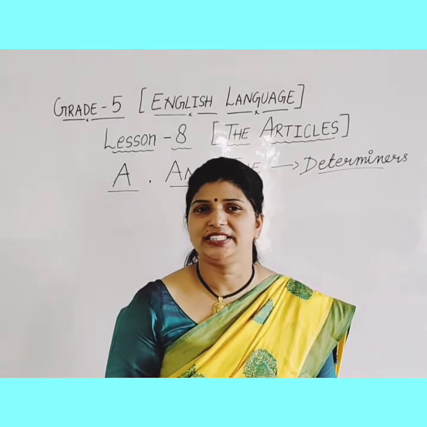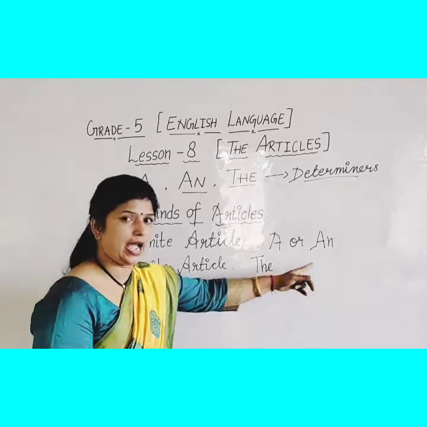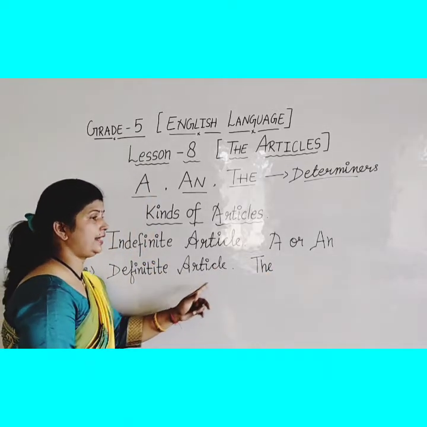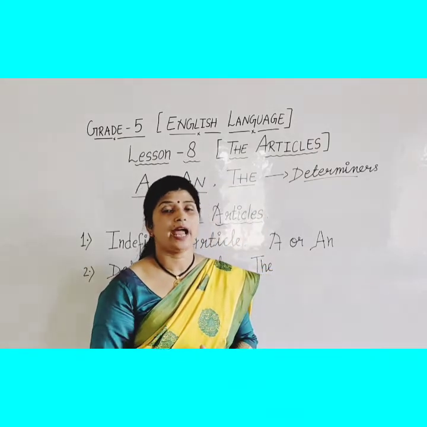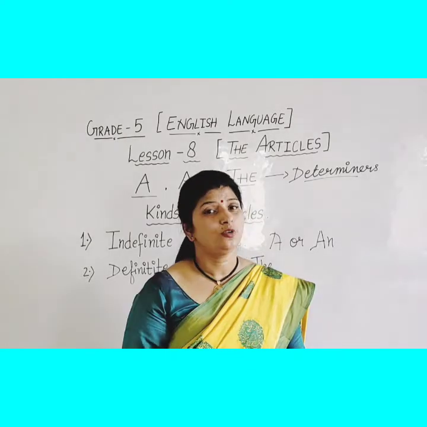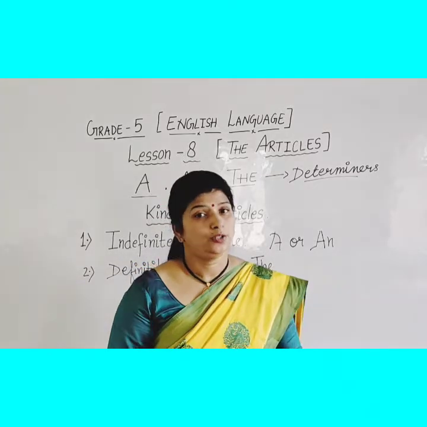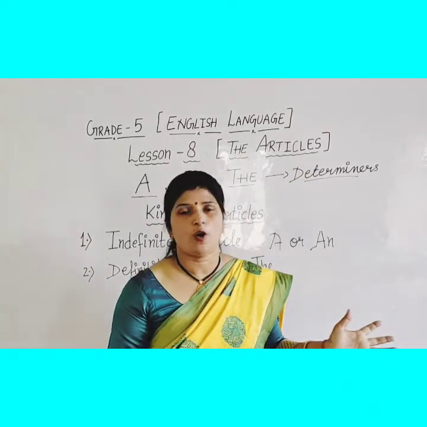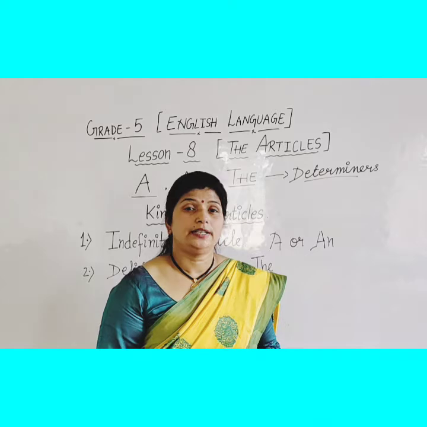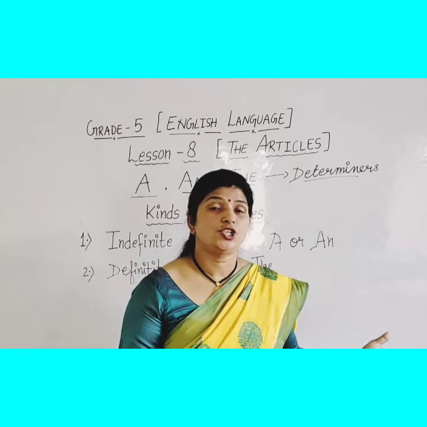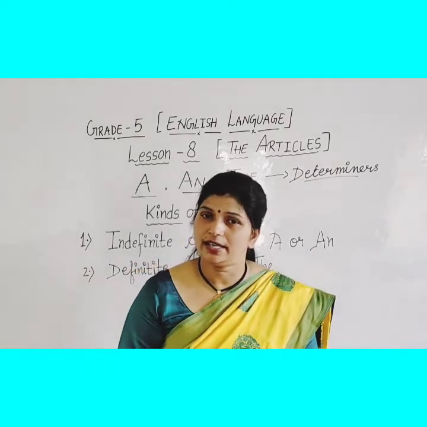And there are 2 kinds of articles. The first one is the indefinite article, that is a or an, and the second one is the definite article, the. Now you all must be wondering what is an indefinite article and what is a definite article. So let me tell you, my dear children, that indefinite articles, that is a or an, are those articles which are not definite, or which can refer to any. So whenever the condition is that it can be any man, any child, then in that case we will use a or an.